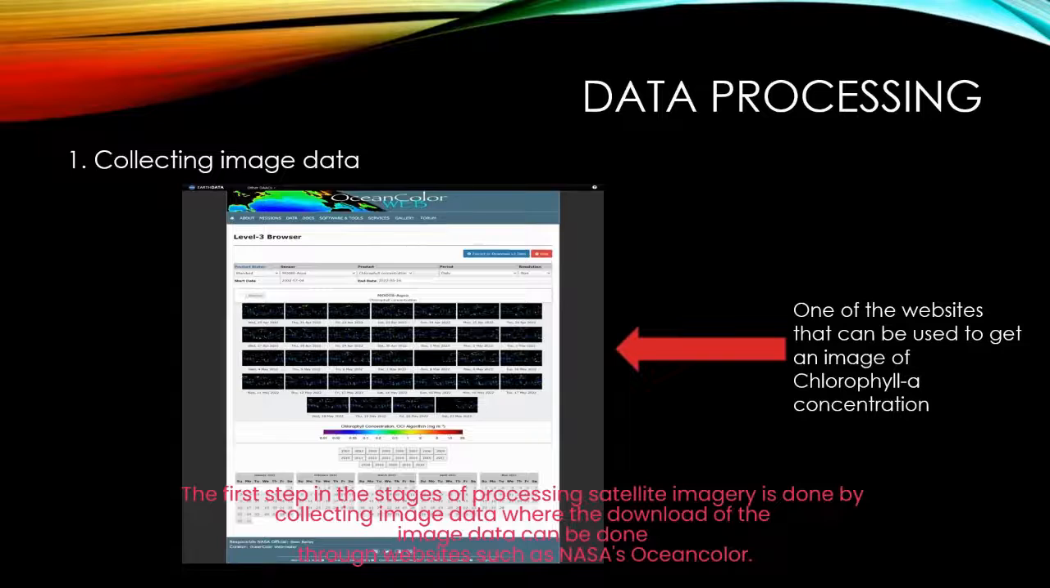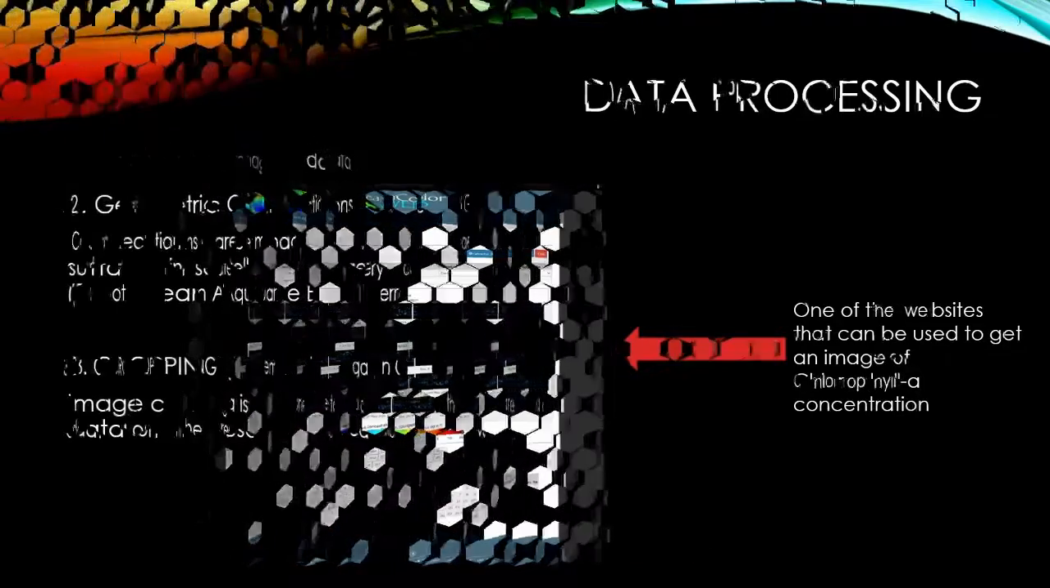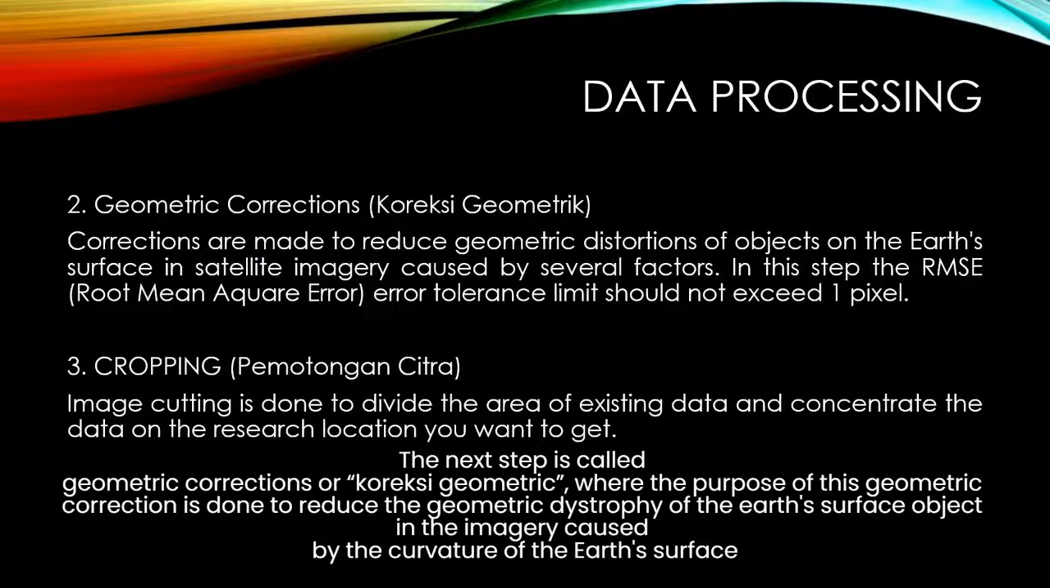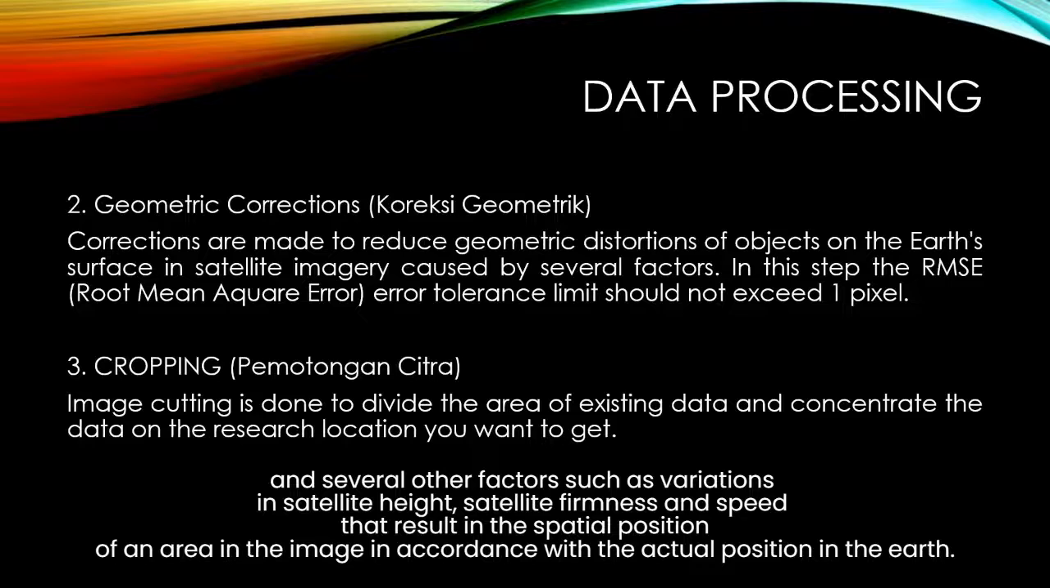The first step in the stage of processing satellite imagery is done by collecting image data, where the download of the image data can be done through websites such as the NASA Ocean Color website. The second stage is called geometric correction or koreksi geometrik, where the purpose of this geometric correction is to reduce the geometric distortion of the Earth's surface objects in the imagery caused by the curvature of the Earth's surface and several other factors such as variation in satellite height, satellite attitude, and satellite speed, so that the spatial position of an area in the image is in accordance with the actual position on the Earth.